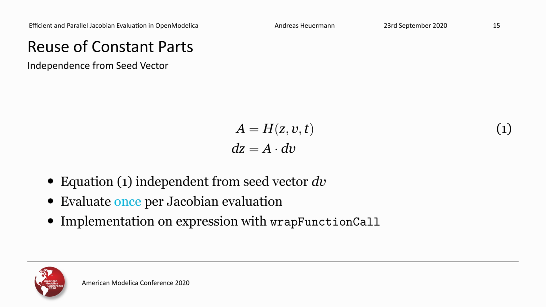Now let's have a look again at our system H we defined some slides before. We know that the calculation of H is independent from the seed vector dv. That's the way we defined it. So, if no algebraic loop is involved, we can use this calculation and only need to evaluate equation 1 once per Jacobian evaluation to compute our directional derivative dz for different seed vectors dv. The implementation is working on single expressions and using the wrap function call module to collect them.